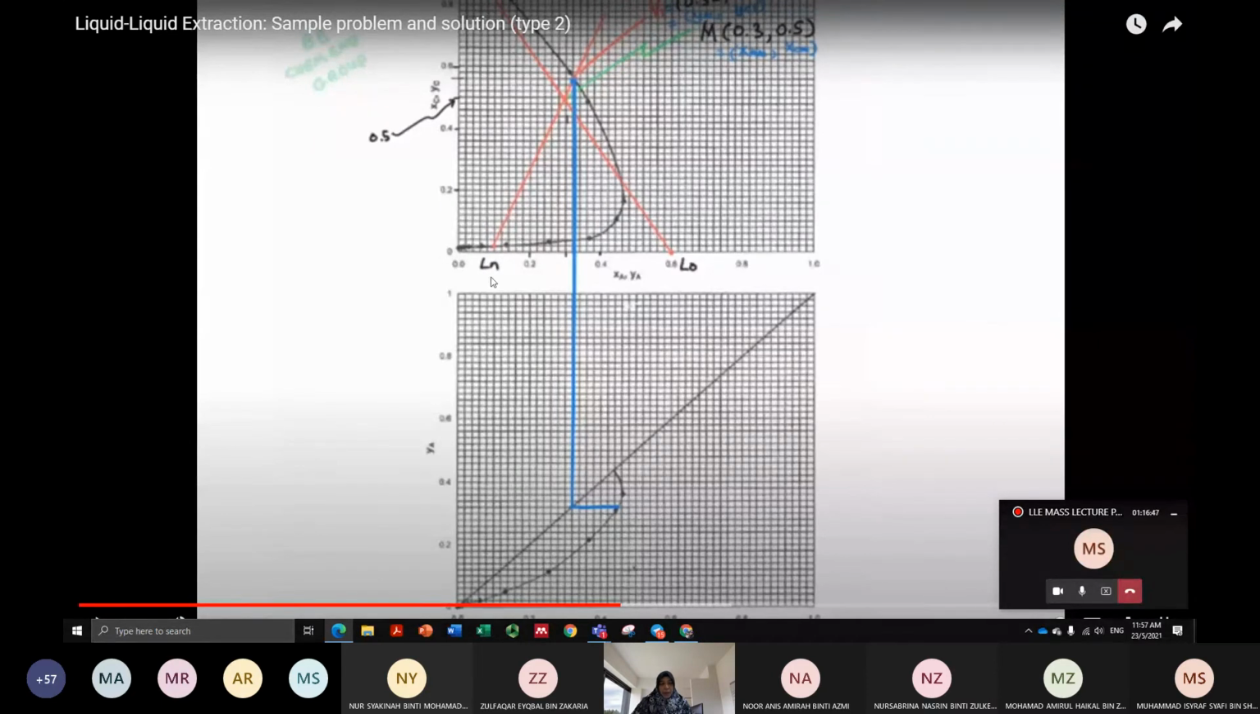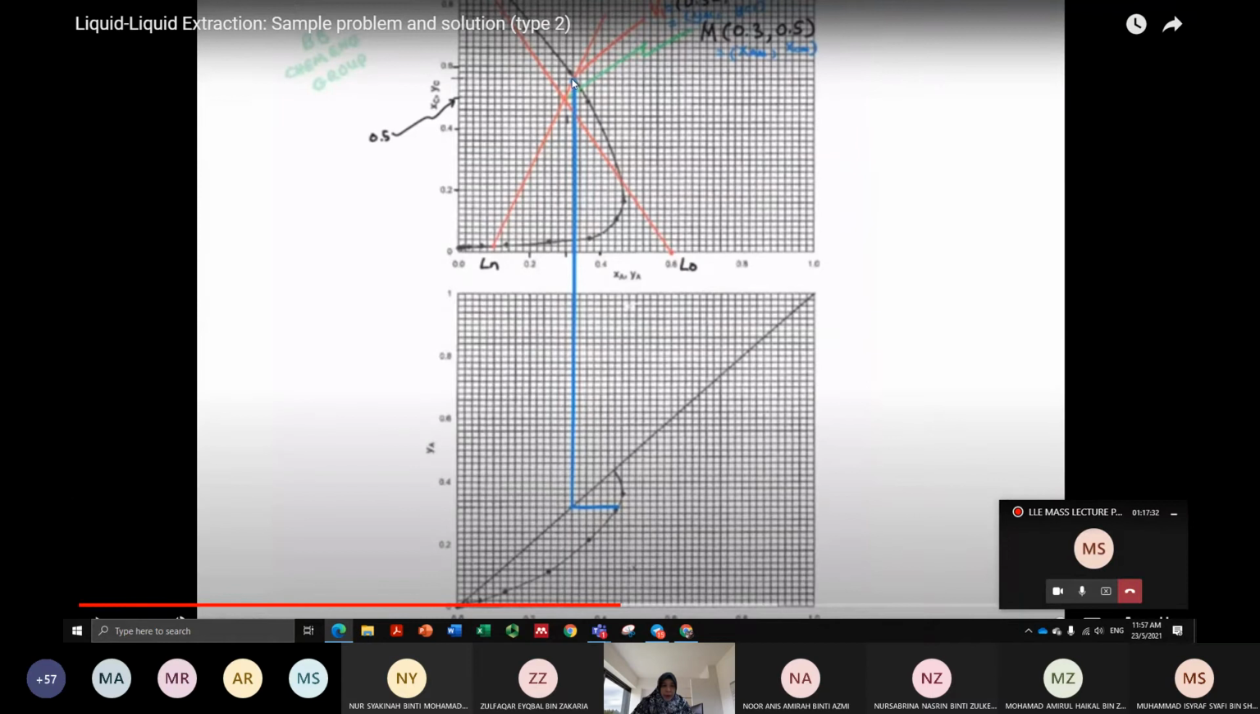All right. So you label your Ln, you label your L0, you label your V1. So this is the position of V1. So how do we get the position of L1? Where is the coordinate of L1? L1 should be on the equilibrium curve, because L1 undergoes the process. So it should be placed on this raffinate layer. V1, V2, and so on should be placed on the extract layer.